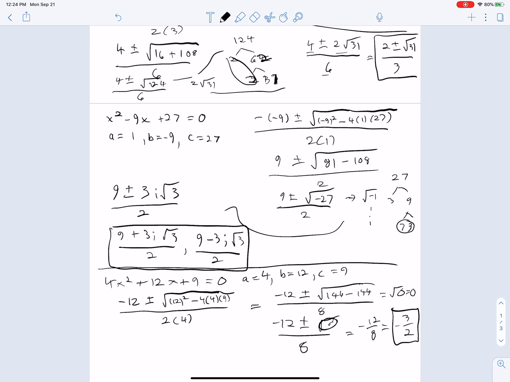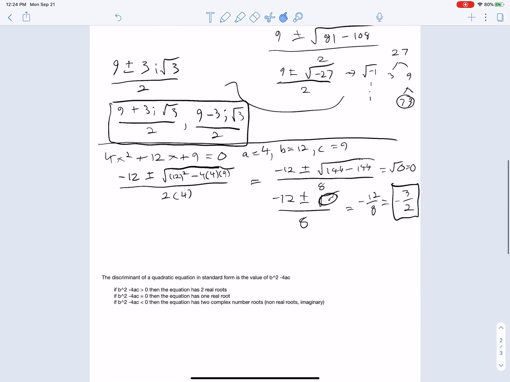One of the characteristics of all of this is that we have to look at the discriminant. And the discriminant of a quadratic equation, when it's in standard form, so when it's in ax squared plus bx plus c, is the value of b squared minus 4ac. So that number can be one of three things. It can be positive, which means it's greater than 0. And in that case, there's going to be two real root solutions.